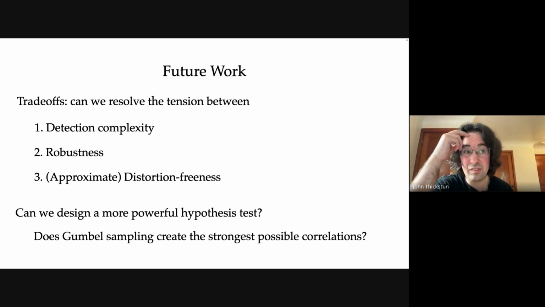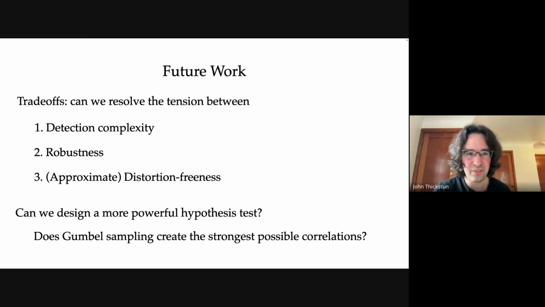Another thing to think about is whether it's possible to design a more powerful hypothesis test. Nothing about our work claims that the strategies that we proposed were optimal, and I'm curious how far you can push this. In particular, we looked at two different decoder functions: Gumbel sampling and inverse transform sampling, which I talked about today. And Gumbel is just much better.